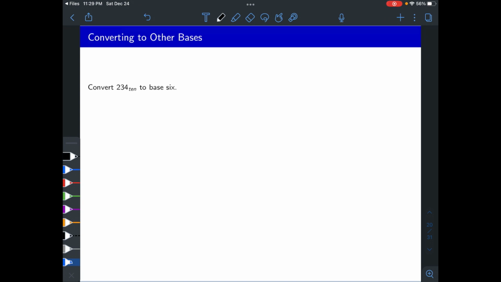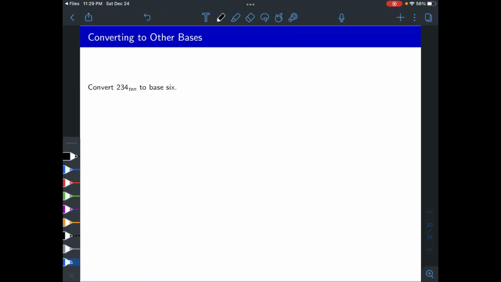So that's enough of converting to base 10. Let's do the reverse. So the reverse is start with something that is already in base 10 and then write it as a base 6 or base 4 or base 2, whatever base number. Okay, so how do I convert 234 base 10 into base 6?